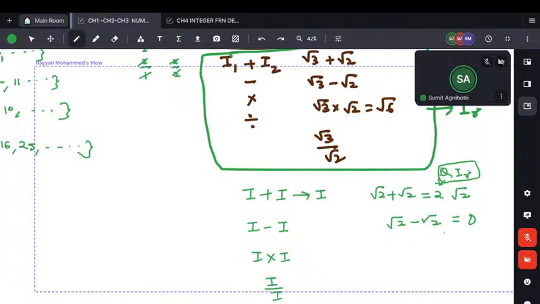Actually, 0 shouldn't be in the denominator, right? Yes, 0 should not be in the denominator. In the numerator, 0 can be there.